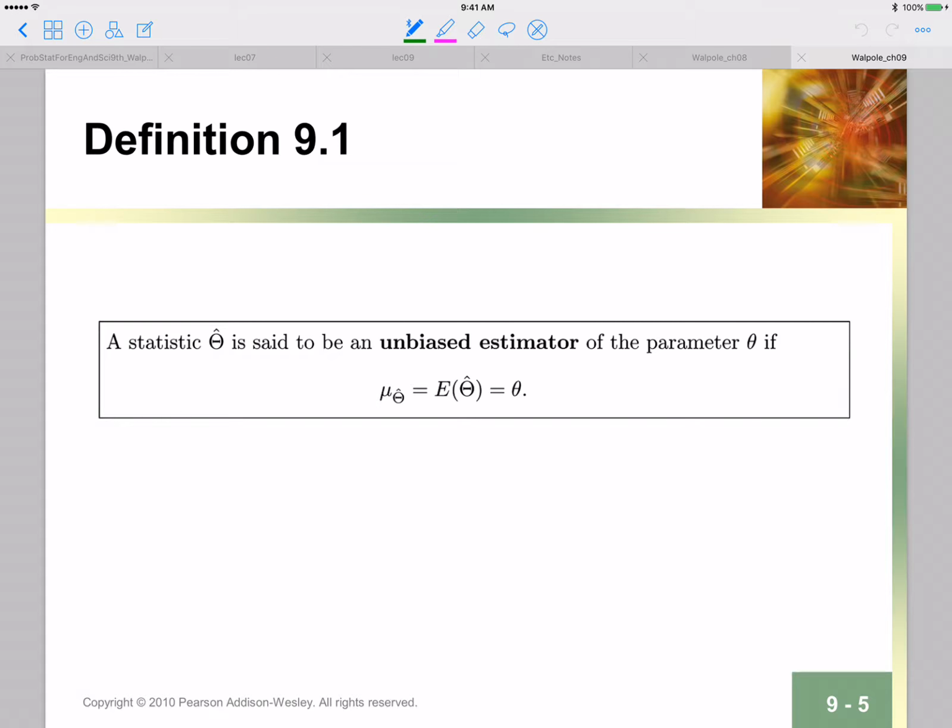Okay, so let me introduce maybe 2 of the important concepts in this chapter. The first one is unbiasedness. So unbiasedness is as follows. In the previous chapter, we considered this x bar, right? And then x bar had its own distribution. When n becomes large, x bar follows the normal distribution, and that theorem is called the central limit theorem, right?